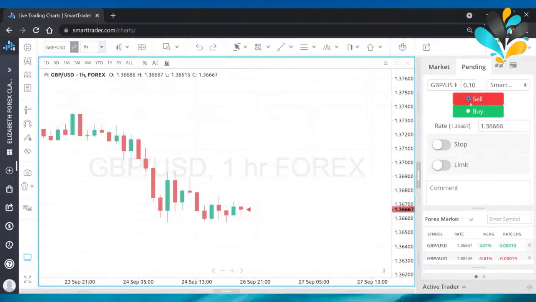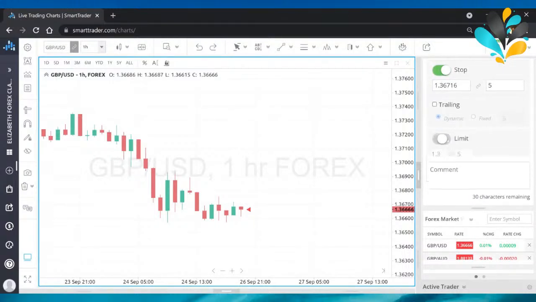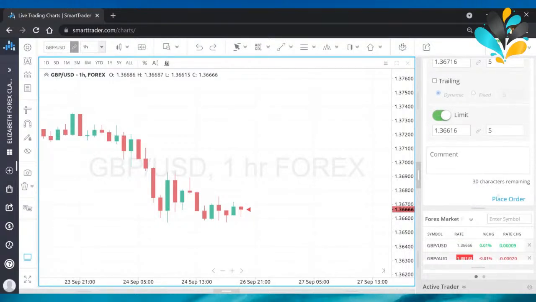So you would select buy or sell, set your lot size, choose your currency pair, select your trading account, type in the rate where you want to enter the trade, set your stop loss, and set your take profit. When you're finished, you would select place order, and you can also type a comment.